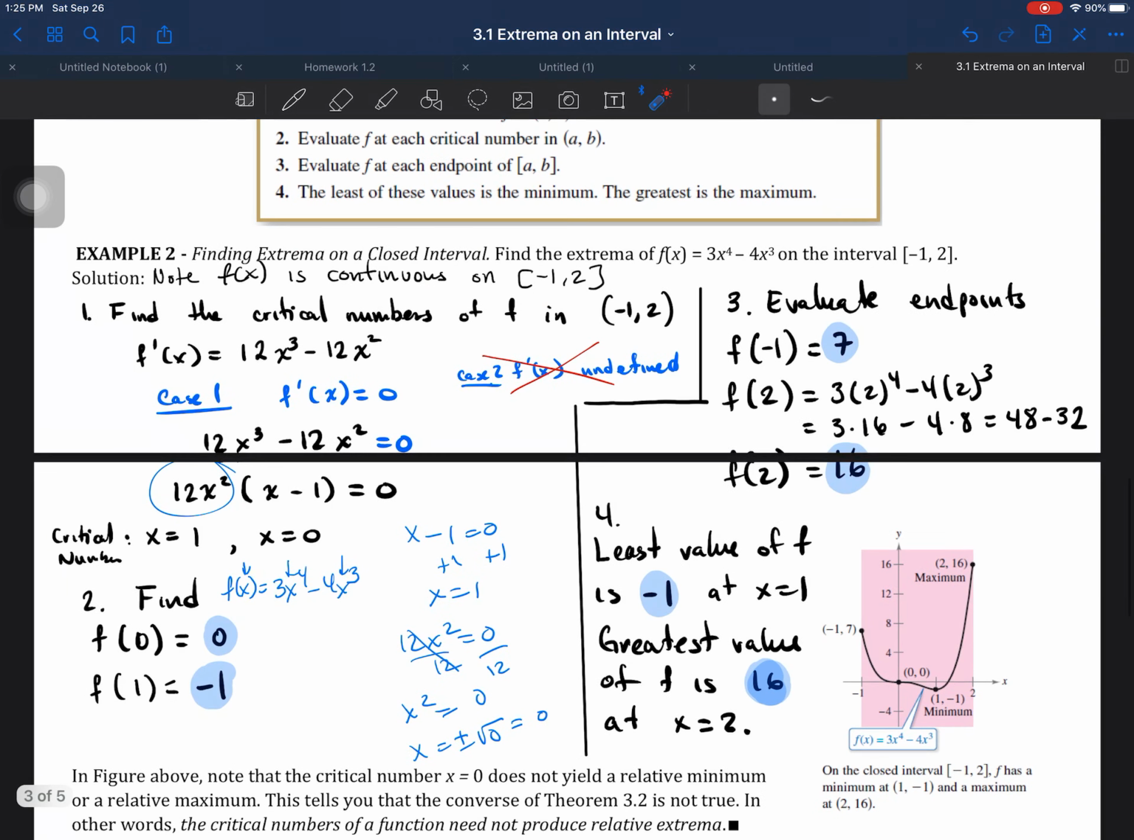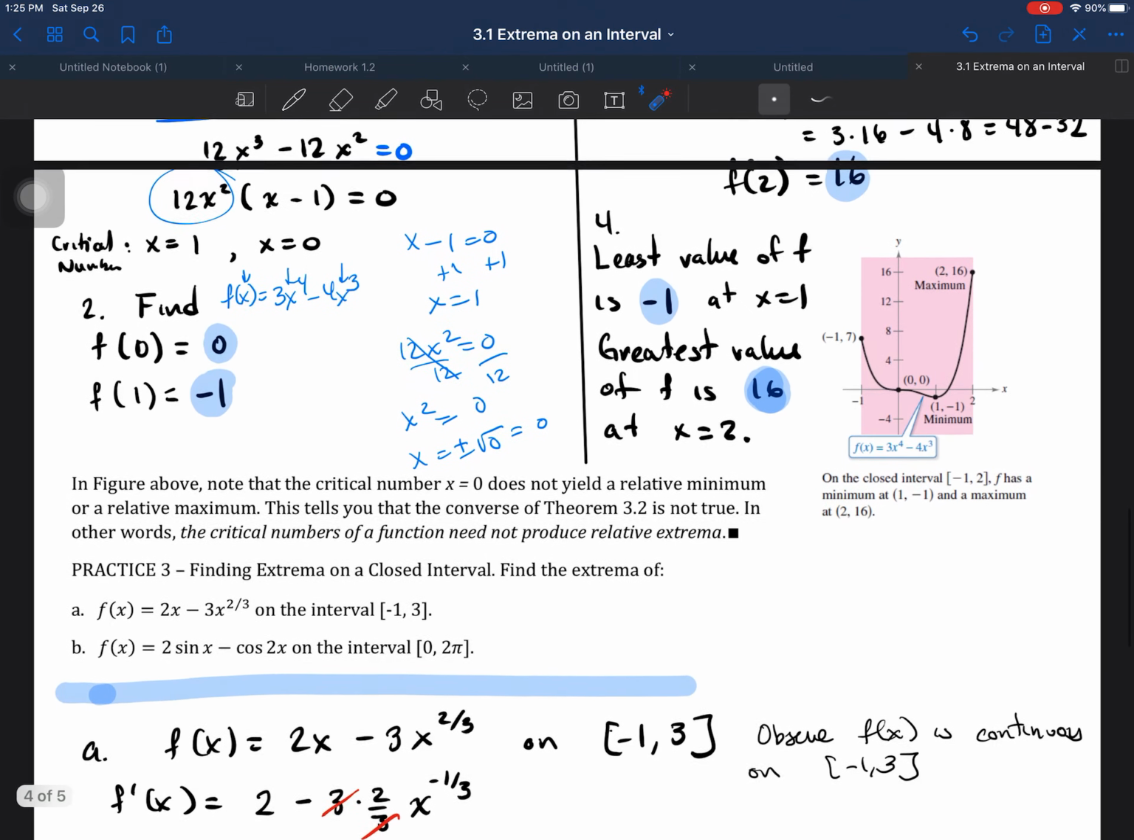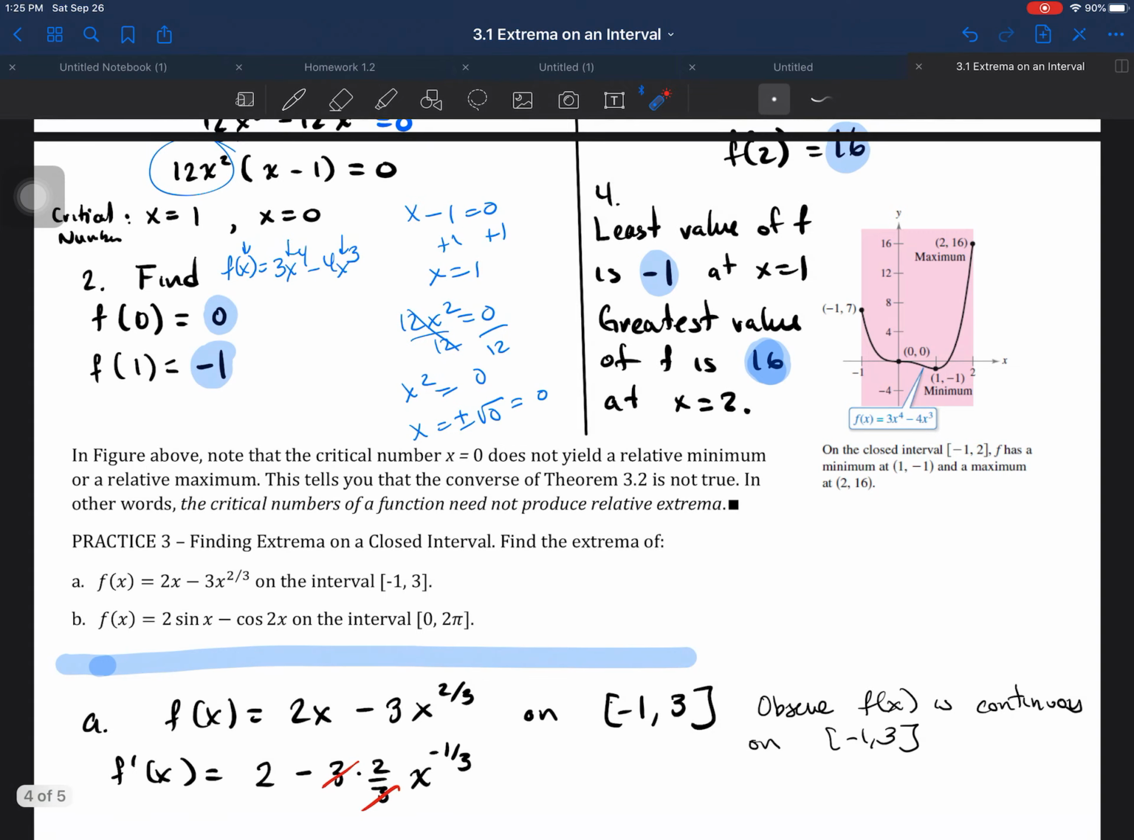Alright, so what was the key here? Real quick, find critical numbers by setting the derivative equal to 0 and by finding where the derivative is undefined. Once you find the critical numbers, you plug them into the original equation, and then you do the same thing for the endpoints, and then you compare to determine which one is the lowest and which one is the highest.